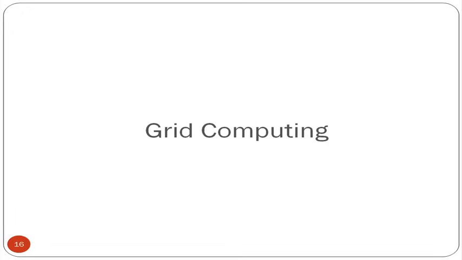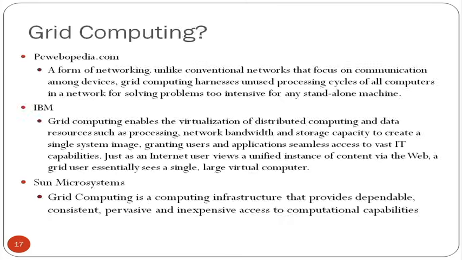Another computing paradigm which became popular, and still is very popular, is grid computing. There are different definitions of grid computing, and let us look at some of them. It is a form of networking; unlike conventional networks that focus on communication among devices, grid computing harnesses the unused resource cycles of all computers in the network to solve problems that are intensive for standalone systems. That means I have a network of systems, strongly coupled, solving particular problems.